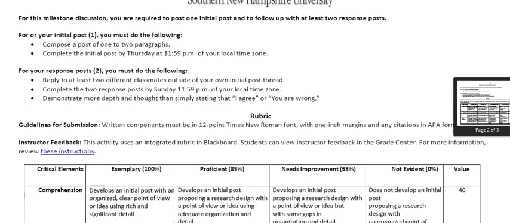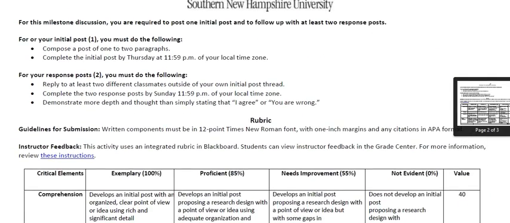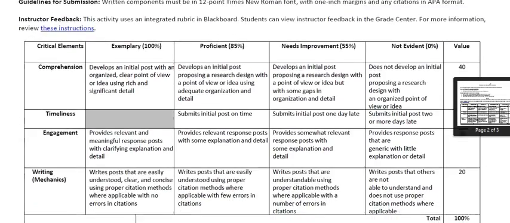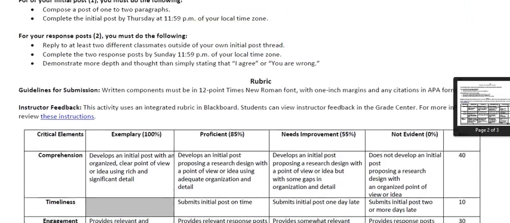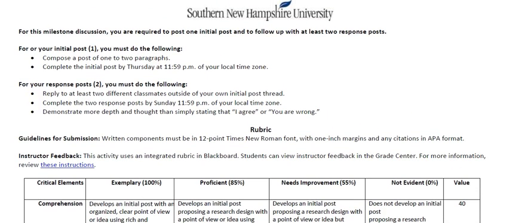And this milestone assignment will be graded using the discussion rubric for undergraduate courses. Please refer to this while completing your work. If you have any questions, be sure to reach out to your instructor.